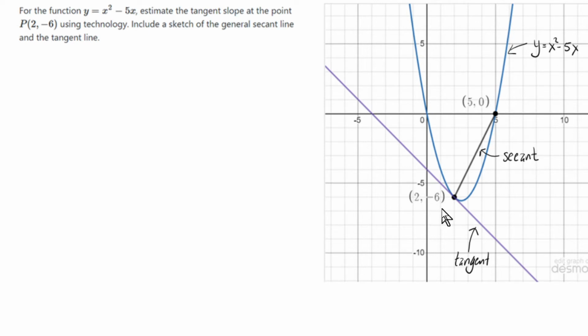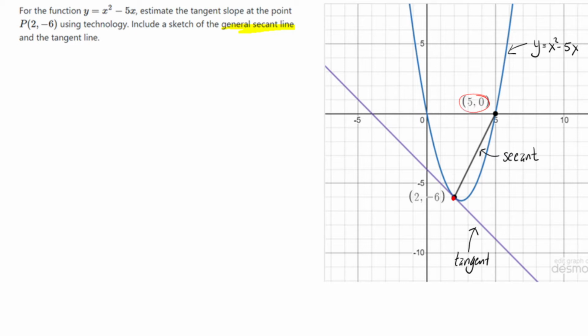Now, the secant will originate at this point where the tangent is touching the parabola. And in this particular case, my secant here is ending at x equals 5 and y equals 0, but that doesn't have to be the case. They're asking for a general secant line. It simply means that we're starting over here at this point, and then we go out in some direction until we intersect the parabola. So it doesn't necessarily have to be these coordinates here.